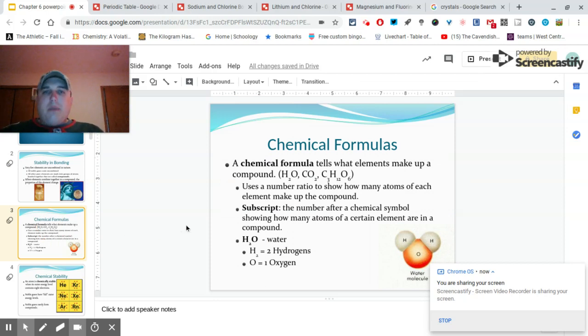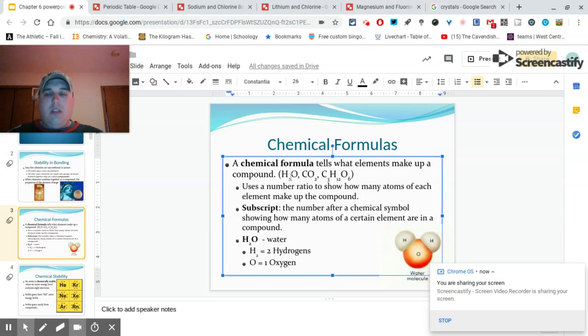So one important thing in this chapter is understanding what a chemical formula is. And a chemical formula basically talks about a compound. So H2O is a chemical formula. It represents the atoms and the number of each atom in water, right? So it's got a number ratio there. So that little 2 is a subscript. The subscript is the number written underneath in these compounds or chemical formulas here. And it tells you how many of each atom there are. So in water, in H2O, that H2 means there's 2 hydrogens. The O means there's 1 oxygen.